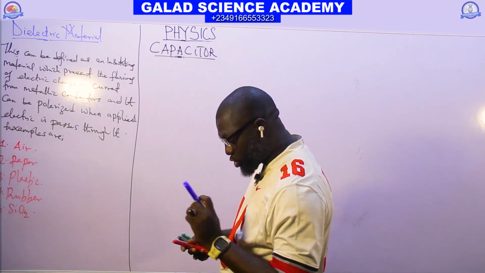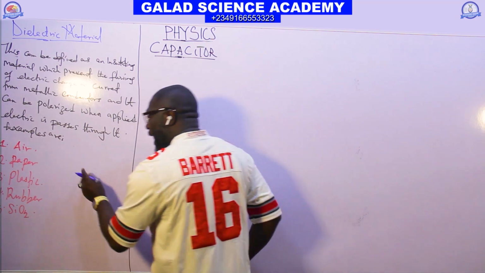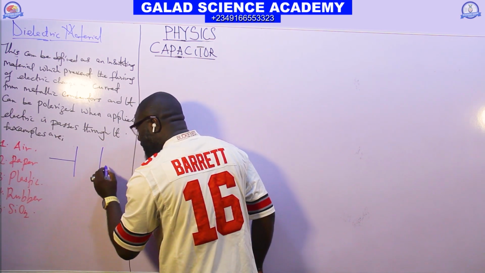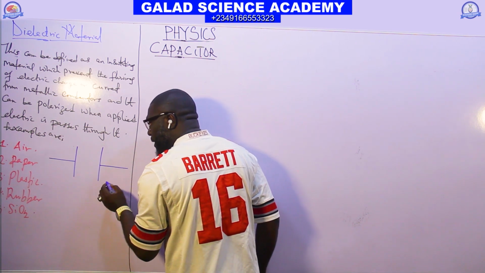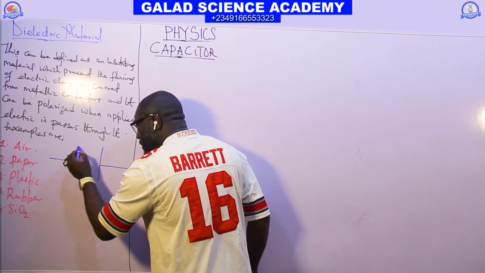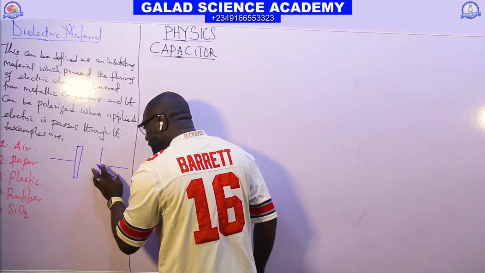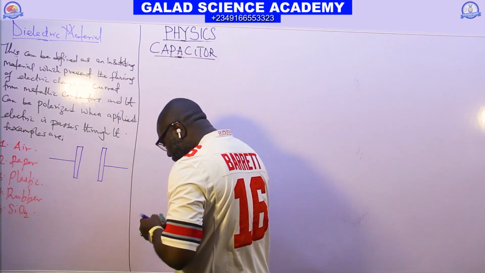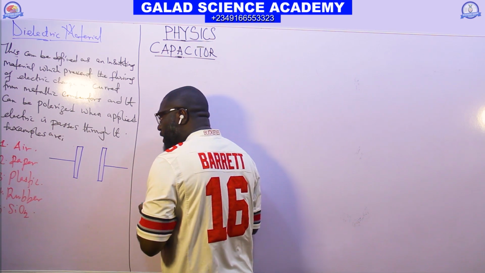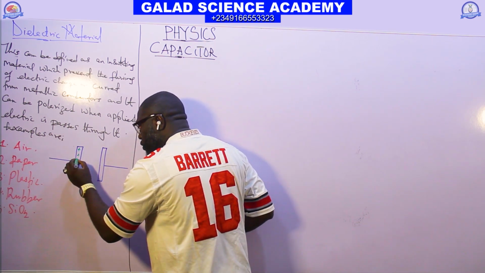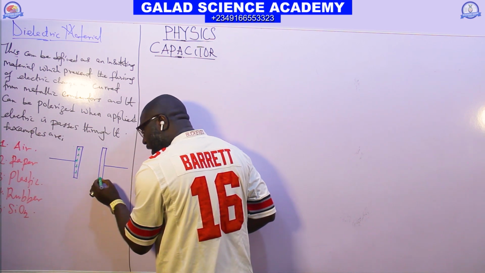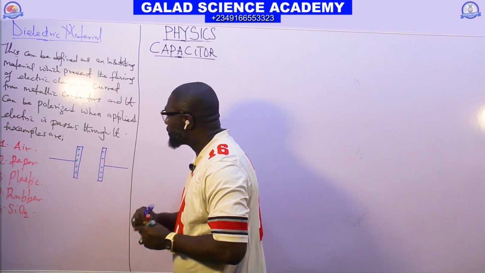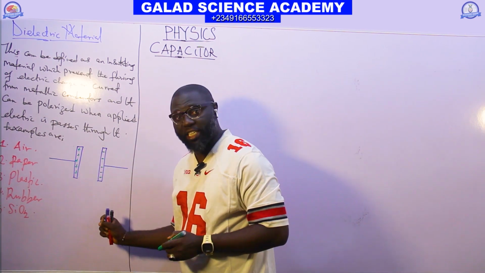But let me show you the structure of the dielectric material. I've done that before. Assume we have a conductive plate like this and another conductive plate like this. This is a plate, and this is the second plate. If the plate we have here contains positive charge, 1, 2, 3, 4, 5, and this one negative charge, 1, 2, 3, 4, 5, these are the conductive plates carrying the charge.